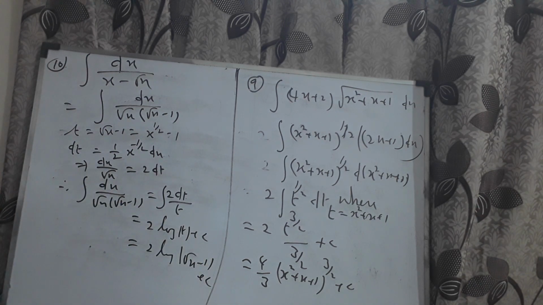I repeat, take t is equal to root x minus 1, so x power half minus 1. dt is half x power minus half dx. Therefore, dx by root x becomes 2 dt. For dx by root x, I write it as 2 dt. This is nothing but t. This is replaced by t. dt by t is log mod t. Therefore, 2 log mod root x minus 1 plus c will be the final answer.